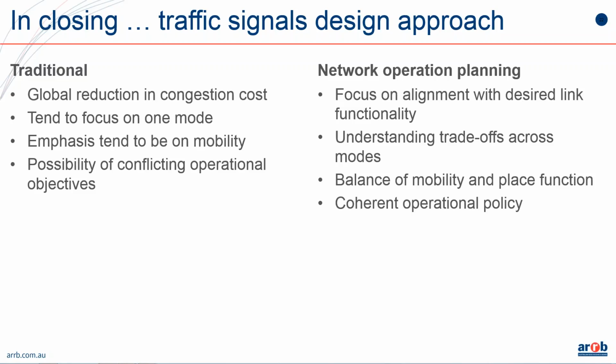The other point is there's a possibility of conflicting operational objectives in a traditional sense. However, in a network operation planning approach, because of the development of this framework of link and place, movement and place, designing with an agreed set of rules in terms of assigning levels of encouragement, we have more chance of having a more coherent operational policy. So if we have designated a particular route as public transport priority, that will be consistently applied throughout the route, because the same set of rules will apply to various parts of the network. So therefore, there is more likelihood of a coherent operational policy in a network operation planning sense.